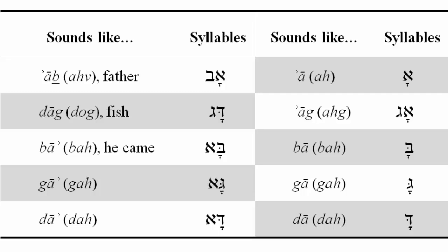So, for example, the first, starting with the upper right, is Aleph, followed by kametz. It makes the sound ah. The formal transliteration is the left-facing semicircle, followed by the letter A with an overstrike. The casual transliteration is provided in parentheses, the sound ah.